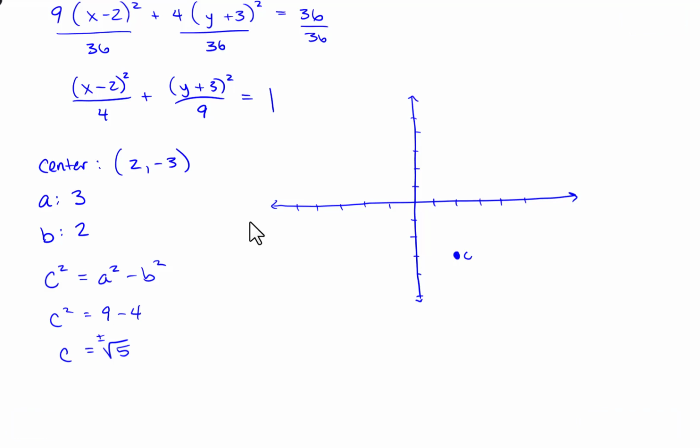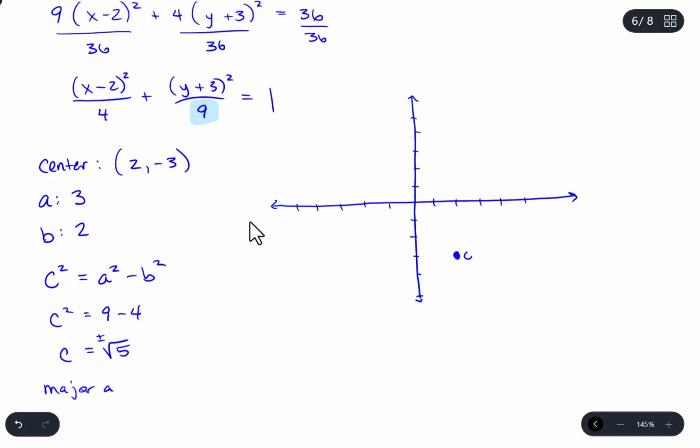The value of a is 3. And this could either go, like 1, 2, 3 this way, or 1, 2, 3 this way. We have to decide if our major axis is horizontal or vertical. Well, the value 9, that's the larger of these two numbers, is under the y coordinate. So that tells me that my major axis is on the vertical axis. All right, because y is the vertical variable. It's pretty easy to remember.